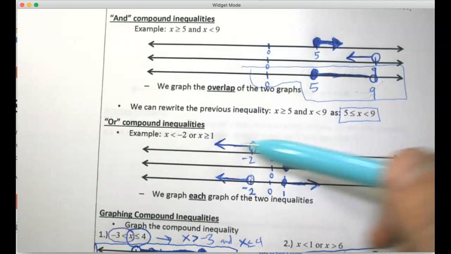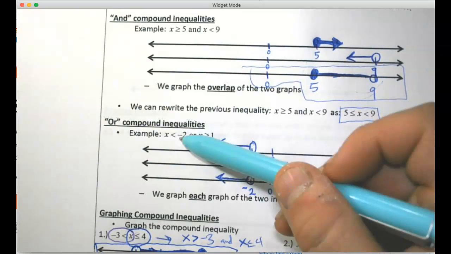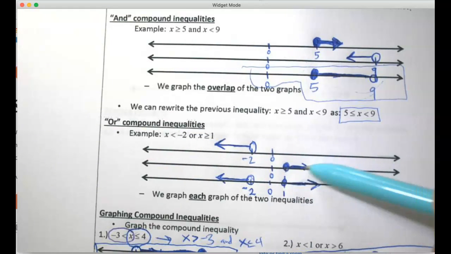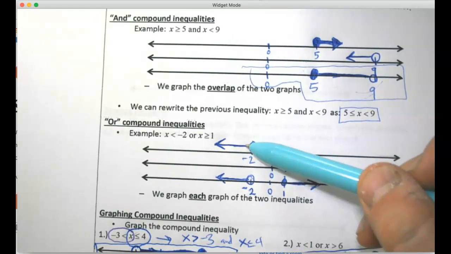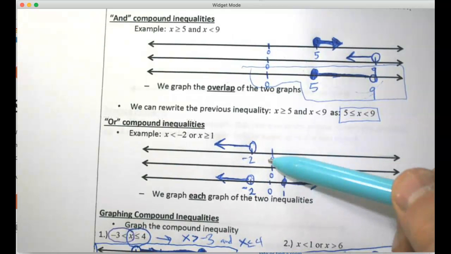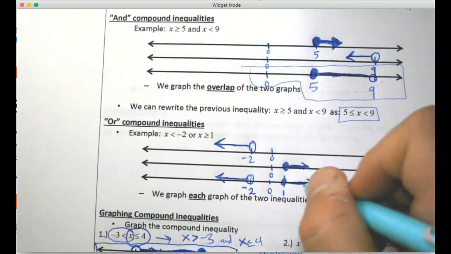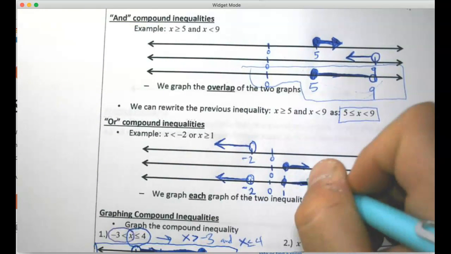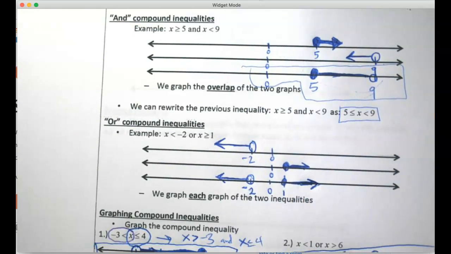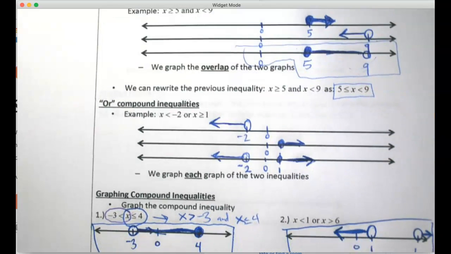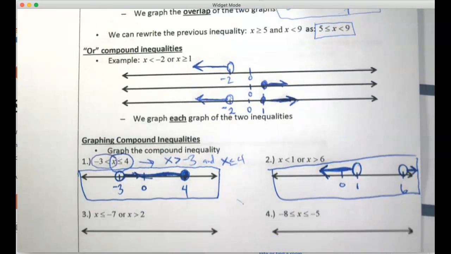Same thing on this one. You can take both parts. x is less than -2. x is greater than or equal to 1. You can graph them on separate number lines, and then you can graph them on the same number line. And eventually we just want to graph them on the same number line. So that's that. And then I went ahead and started these, so I'll just tell you what I did.